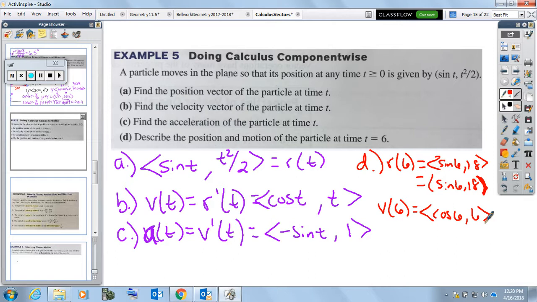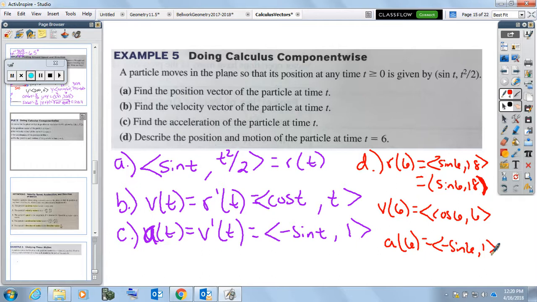And then finally, for acceleration, we went ahead and said, hey, a of 6. And so we have negative sine of 6, still at 1. Okay, so still at 1. And so kind of thinking about what this all is actually representing here.